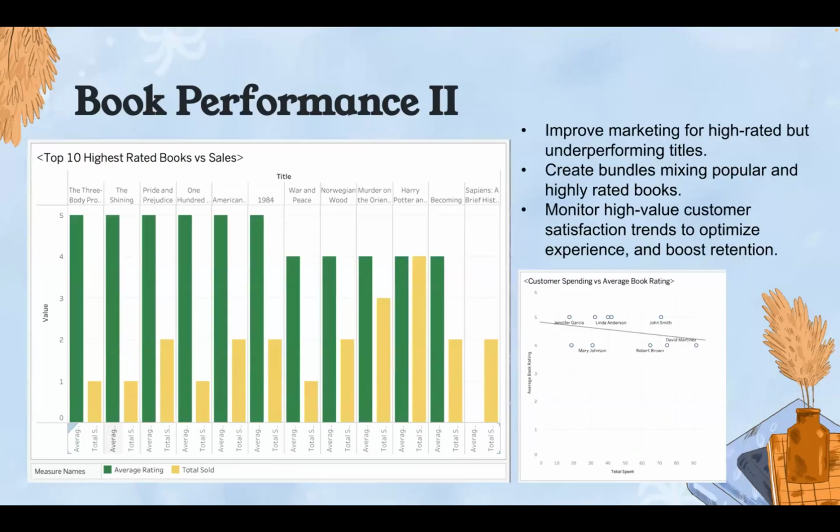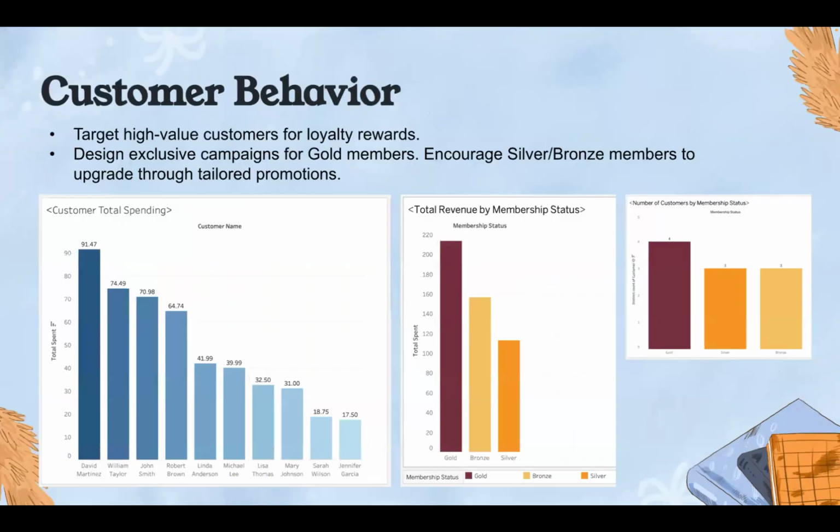And the second part continues with book insights. We compared rating with sales and find that some highly rated books are actually underperforming, and promoting these underrated books could increase both revenue and customer satisfaction. We also analyzed customer spending versus average rating to track how happy our top spenders are and identify ways to improve their experience. And next is customer behavior analysis.